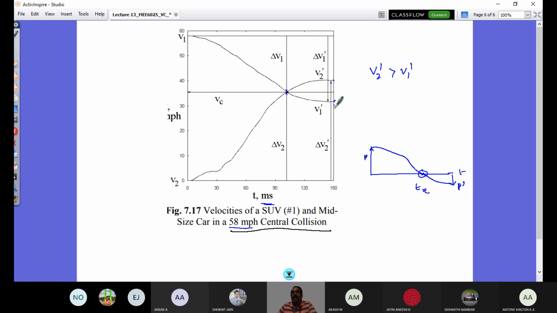So your P dash is this. That is V1 dash minus V2 dash. And from here to here, what is there? That is your P. So this is P and this is P dash. So P dash is down, always negative, and P is positive here.